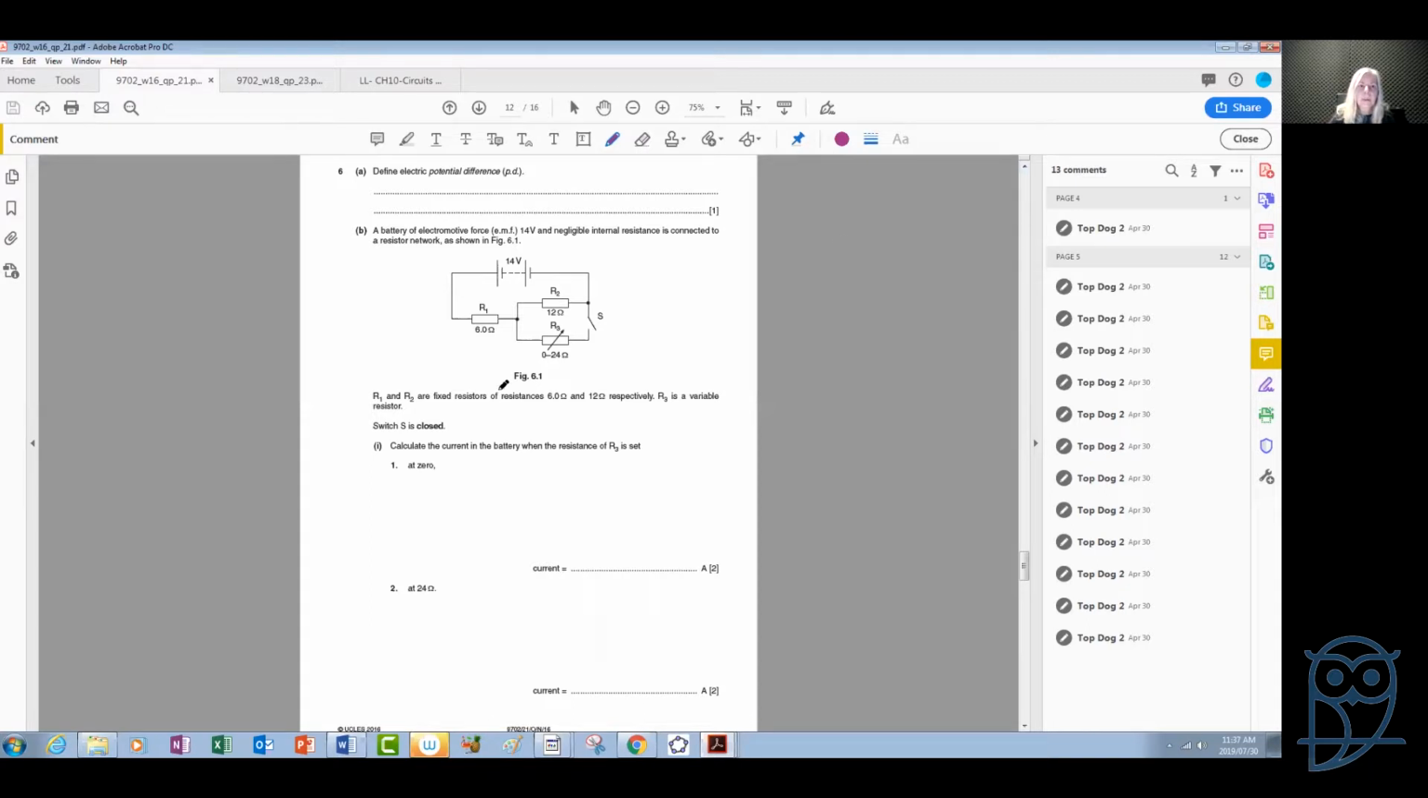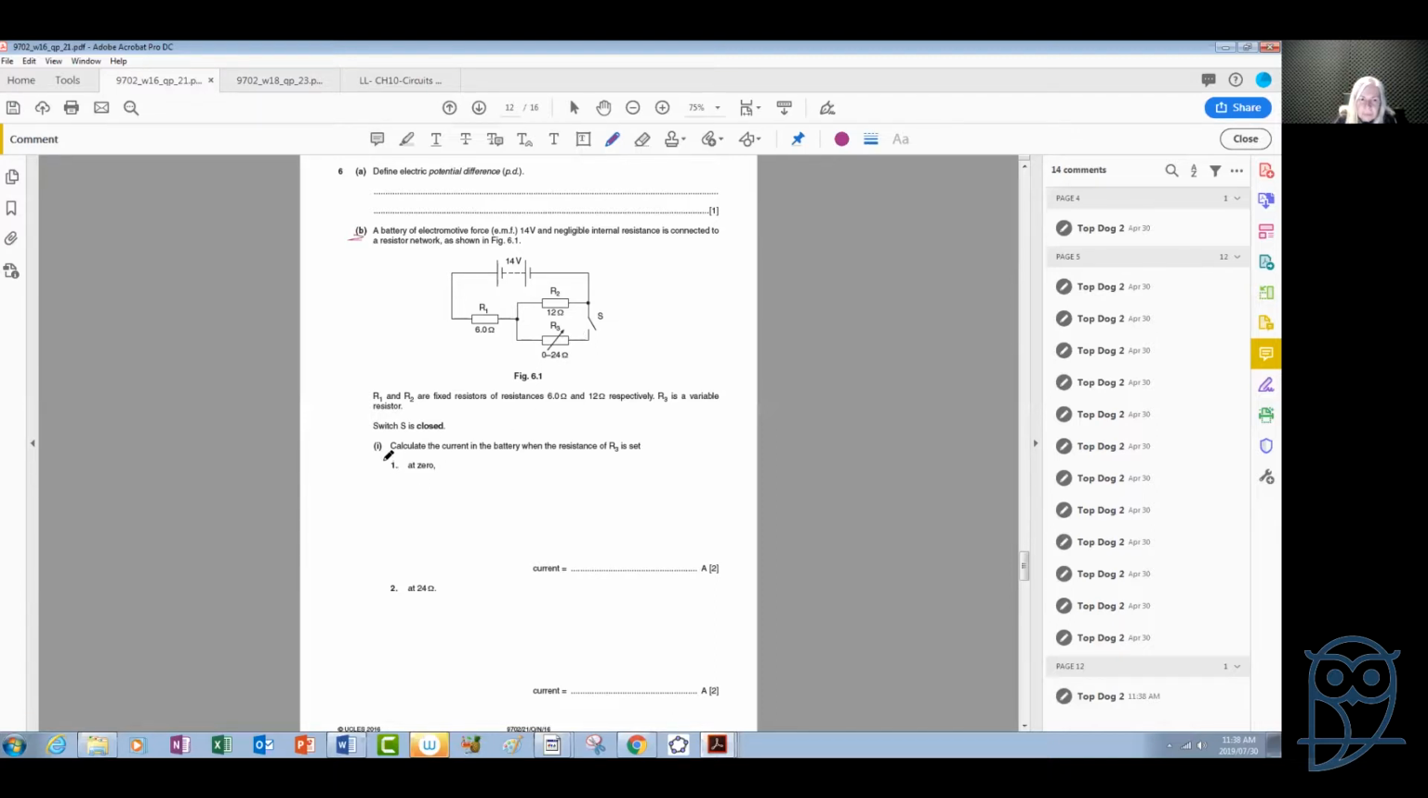We have now defined it like that. B, let's start from here. A battery of EMF 14 volts, and negligible internal resistance, is connected to a resistor network, which is shown in this diagram. R1 and R2 are fixed, with resistances of 6 ohms and 12 ohms respectively, and R3 is a variable resistor which, as we can see in the diagram, can take values from 0 up to 24 ohms.